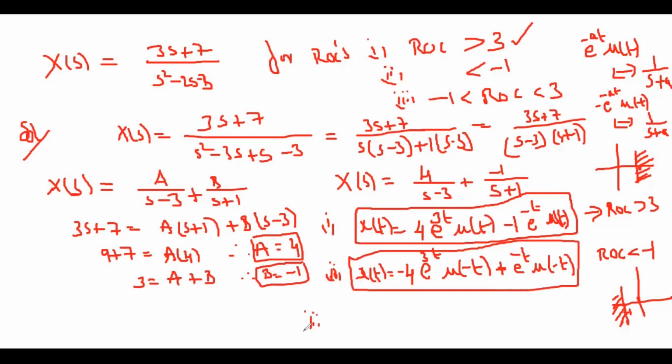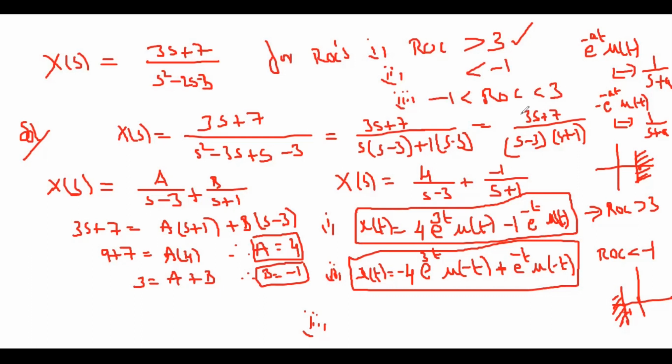But coming to the third one, the two terms are represented with the positive mu of t, and here the two terms are represented with the negative mu of minus t. The sign is positive here, the sign is negative. But in this case, the ROC is minus 1 less than ROC, and ROC less than 3.